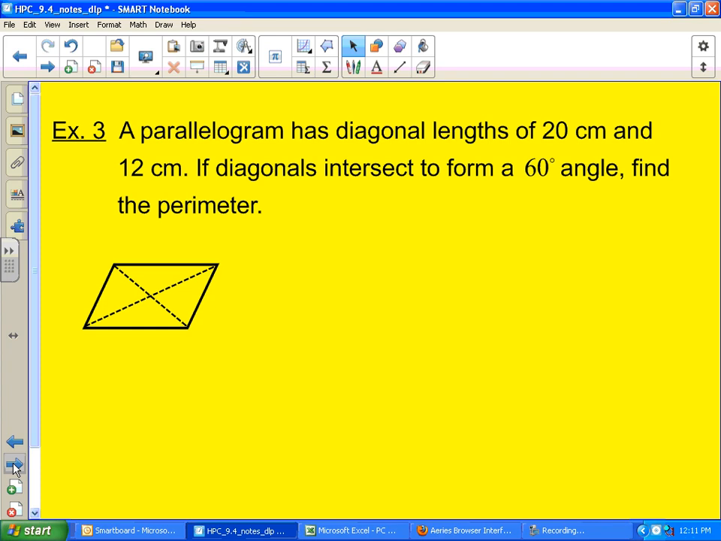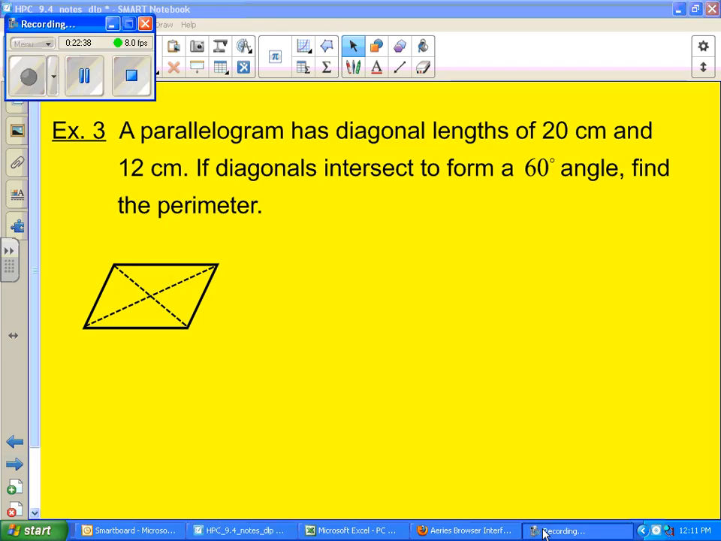All right, so we're looking for the length of this thing all the way around. You guys want to give this one a shot? It's a 60-degree angle.